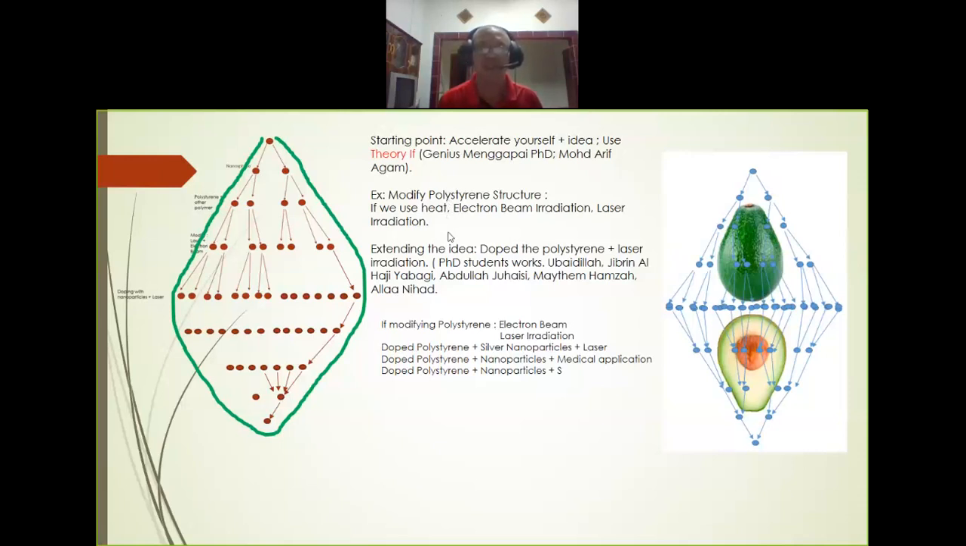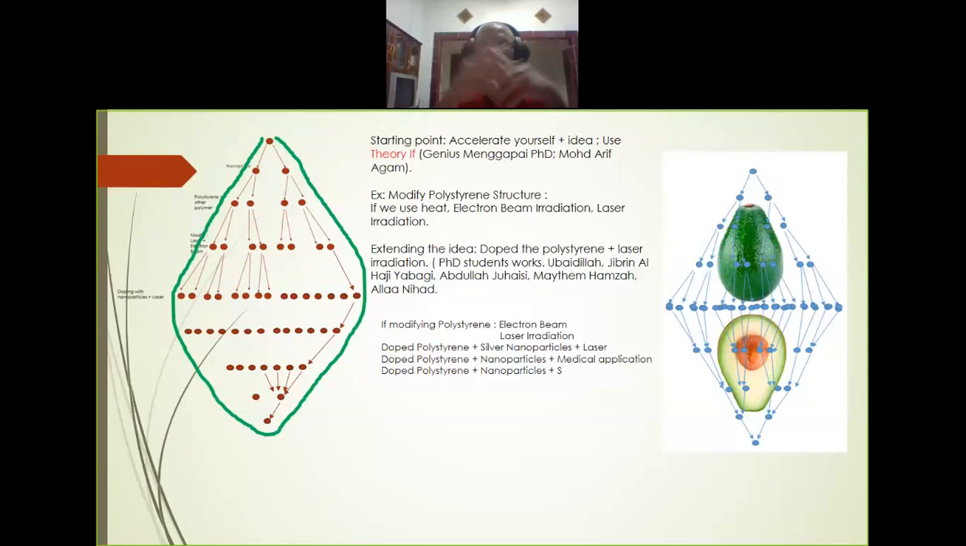But if we look into electron beam radiation, because it's much smaller, it can modify the polystyrene much easier. So that's the thing: now if the nanosphere is doped with metal nanoparticles, then bombard it with laser. That is the extended work for my PhD students, Ubaidillah and Jibin Al Haji, and also Abdullah Juhaisi, Metem Hamza and Alanihat.